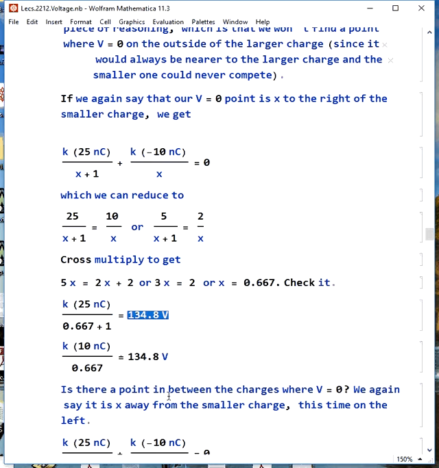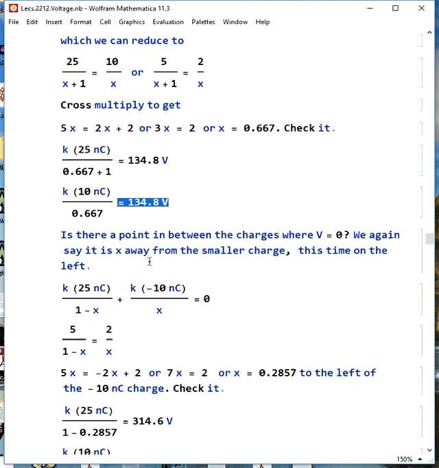This would be 135 volts. This would be negative 135. We'd get 0. Is there a point in between where V equals 0? Again, we can say it's x away from the smaller charge. This time it would be on the left, of course. This part looks the same, but now the distance to the larger charge must be 1 minus x rather than 1 plus x.